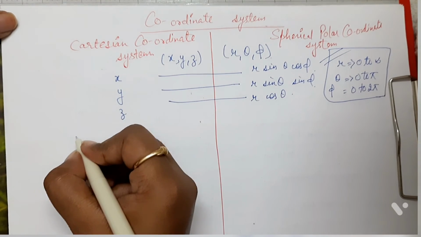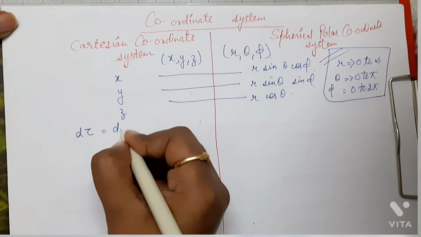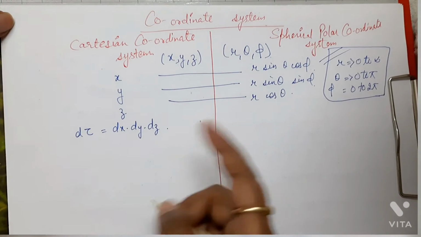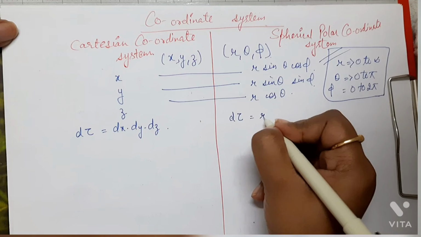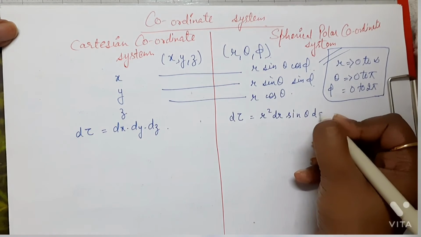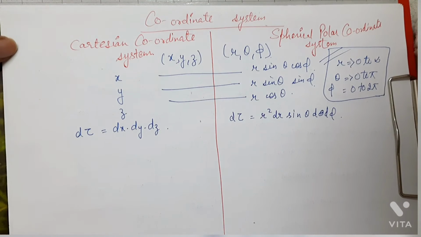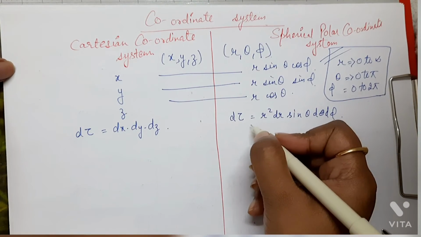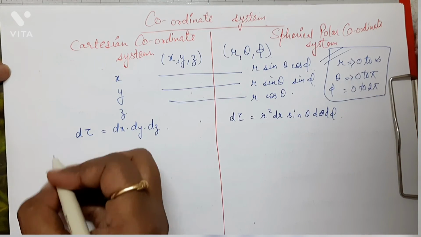Now in the Cartesian coordinate system, whenever we defined d tau, it was equal to dx into dy into dz. In the spherical polar coordinate system, it will be equal to r square dr sine theta d theta d phi, right? Now don't worry, when we start with hydrogen atoms, you are going to write these things down so many times that you are going to remember them.